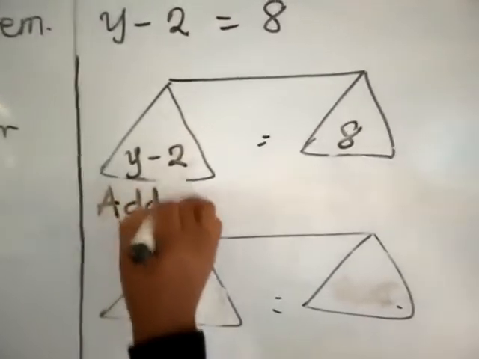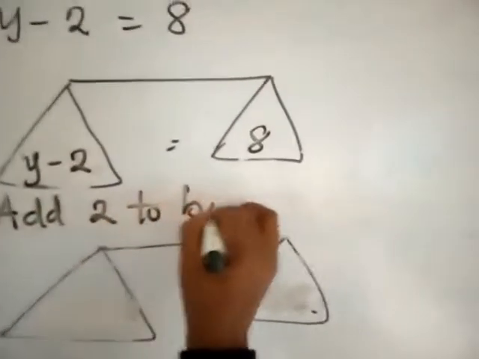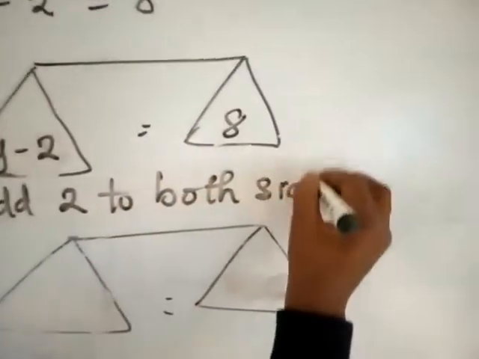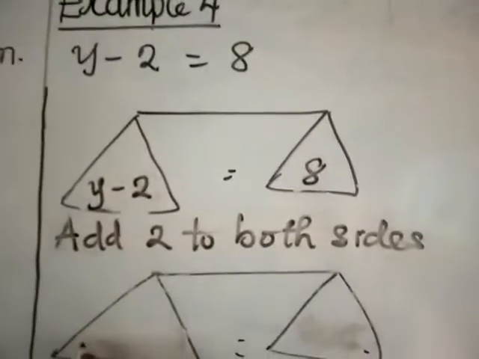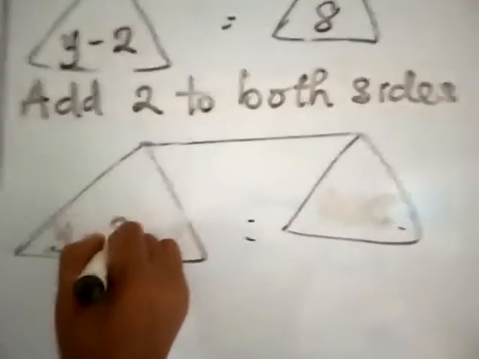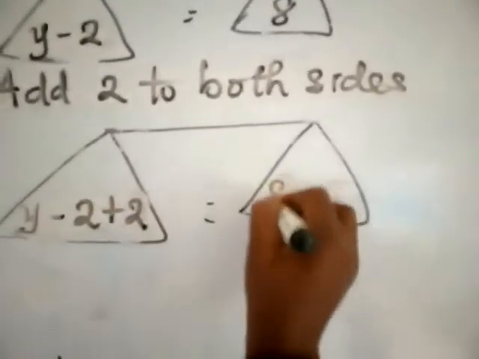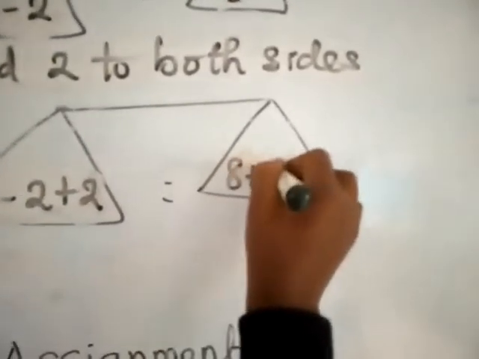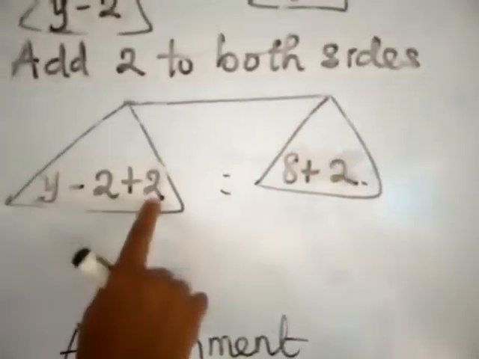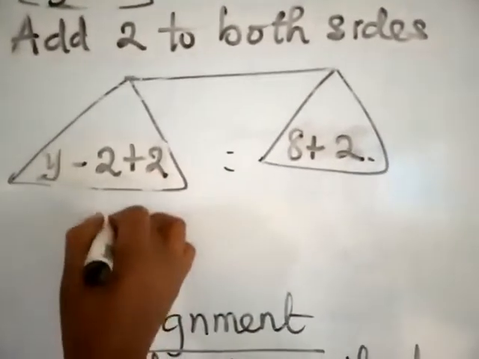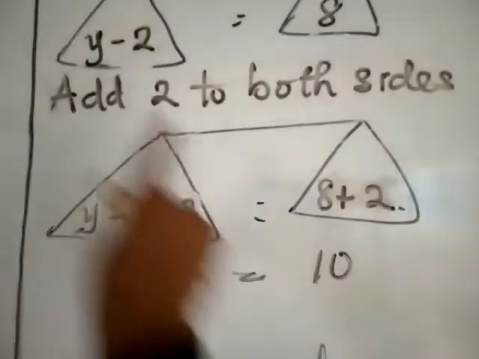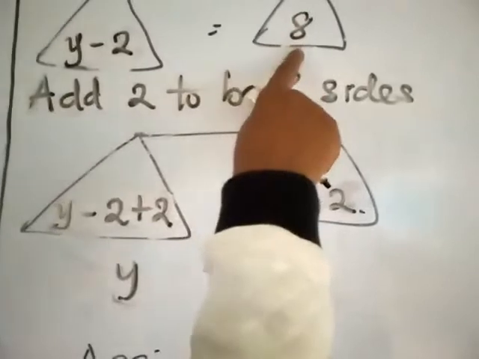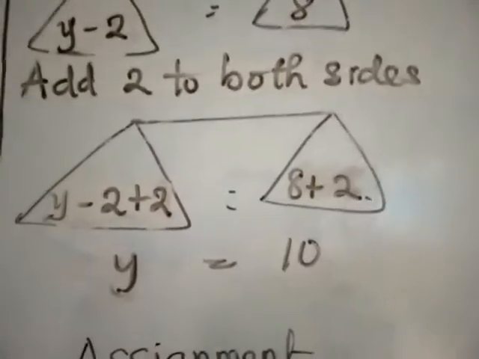So we should now say add 2 to both sides. If we have plus here, we subtract. If we have minus, we add. So which will now give you y minus 2 plus 2 equal to 8 plus 2. So minus 2 plus 2 will give us 0. So we have y left, equal to 8 plus 2, which will give us 10. If you want to check to see if we are correct, just place your 10 where the y is. y minus 2 will give us 8. So we can see that our scale is correct.